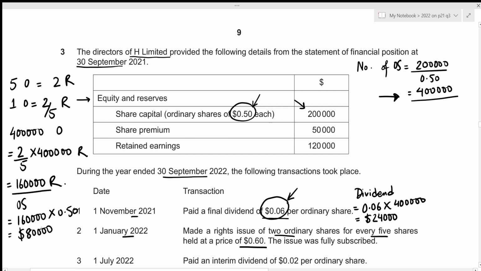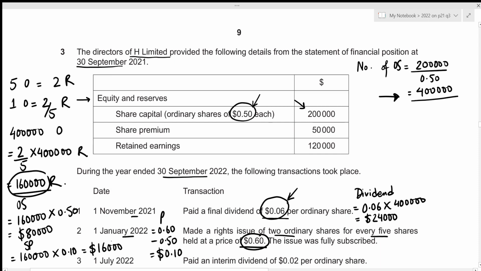Now the remaining extra value is going to be premium, right? So let's figure out the premium value. That is just the difference between the issuance rate and the nominal rate. In this case, our issuance rate is 0.60 minus the nominal rate of 0.50, which results in our premium per share to be 0.10. Now let's figure out the total value to be included in our share premium. That is again going to be the total number of rights shares times our premium rate per share, which in this case is 160,000 times 0.10, which results in the value of 16,000.